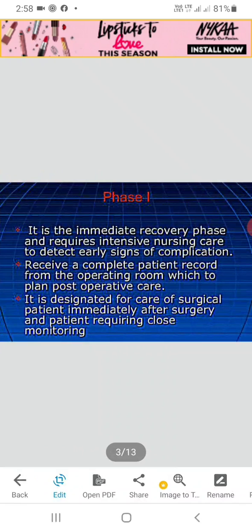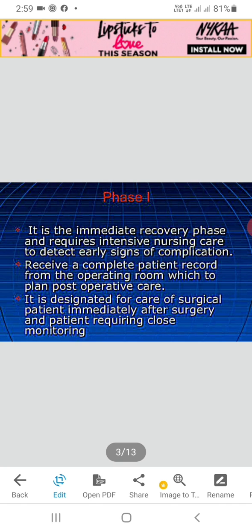For example, if a cesarean section has been done, then for 24 hours we keep the patient nil per oral, and we assess the vital signs, and if there is any change in the vital signs, we go for further treatment. Likewise, for a hysterectomy, we should assess the bleeding. Then receive a complete patient record from the operating room to plan post-operative care. It is designated for care of the surgical patient immediately after surgery and for patients requiring close monitoring.